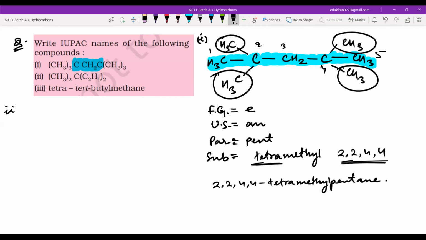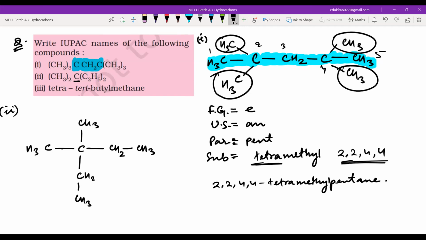What about the second question? You have only one carbon atom. So write the carbon atom like this. Then you have 2 CH3 groups attached, and here you have 2 C2H5 groups attached. CH3, CH3, and C2H5, that means CH2, CH3, CH2, CH3. So now write this and tell me what is the parent.